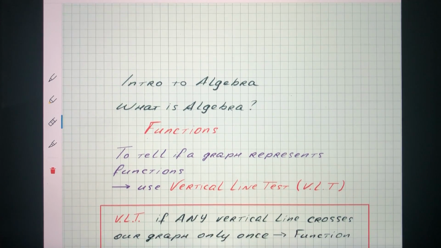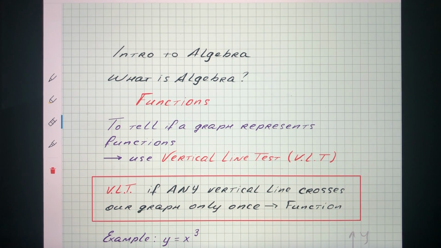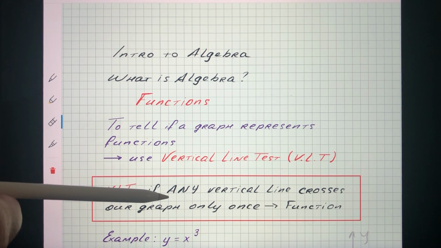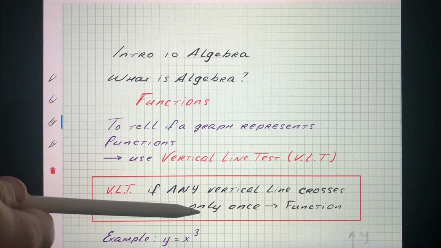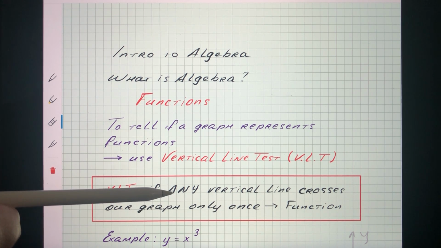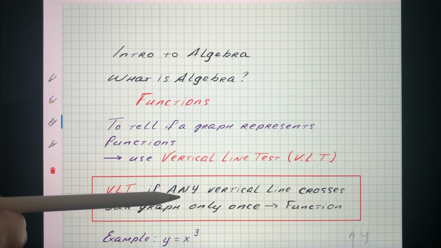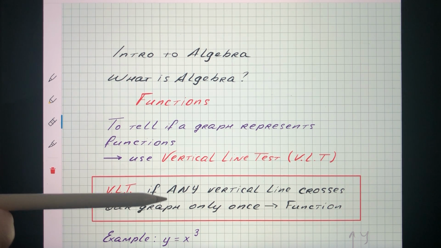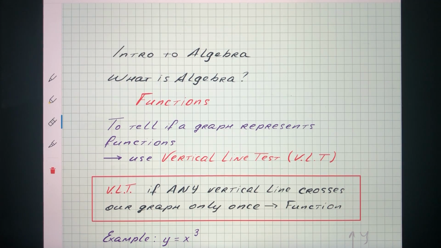What does it say? The vertical line test says that if we take any graph and we start drawing vertical lines anywhere, if that vertical line crosses our graph only once, then we have a function. If whatever vertical line we can imagine crosses our graph more than once, then we do not have a function, we have a relation. So let's look at a few examples and see how the vertical line test actually works.